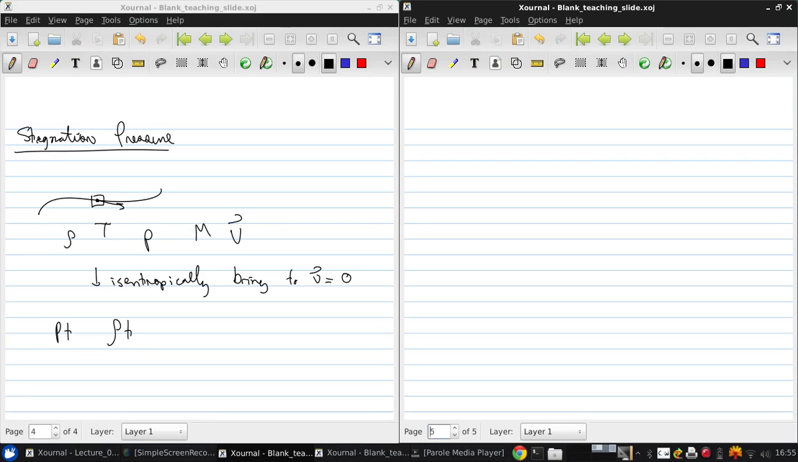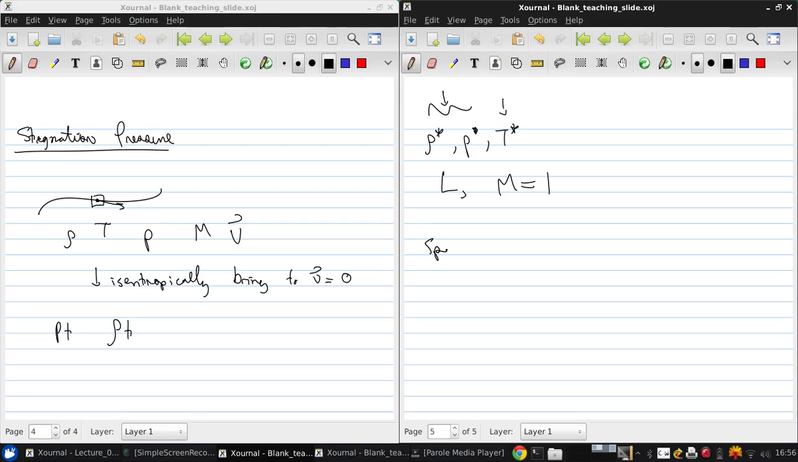But first, let's think about another special value of these properties, which we call rho star or P star or T star. And these define the properties that would exist if the flow is adiabatically brought to the speed of sound, Mach 1. And that's for this temperature. And if the process is also reversible, then the star state is for the density and pressure as well.